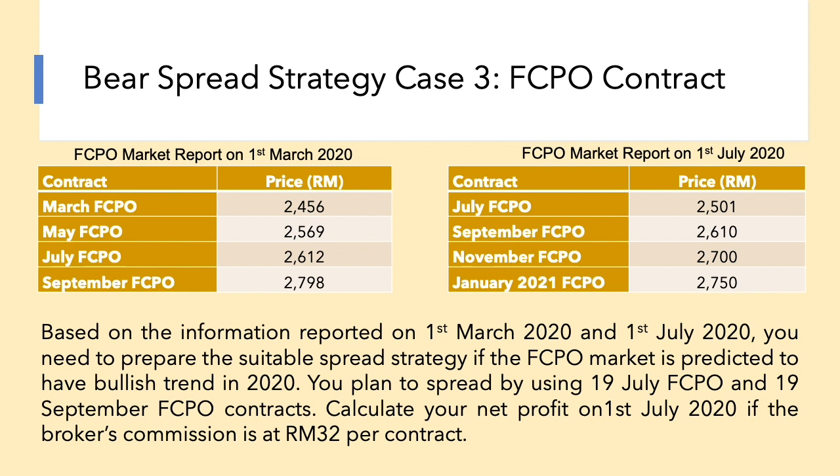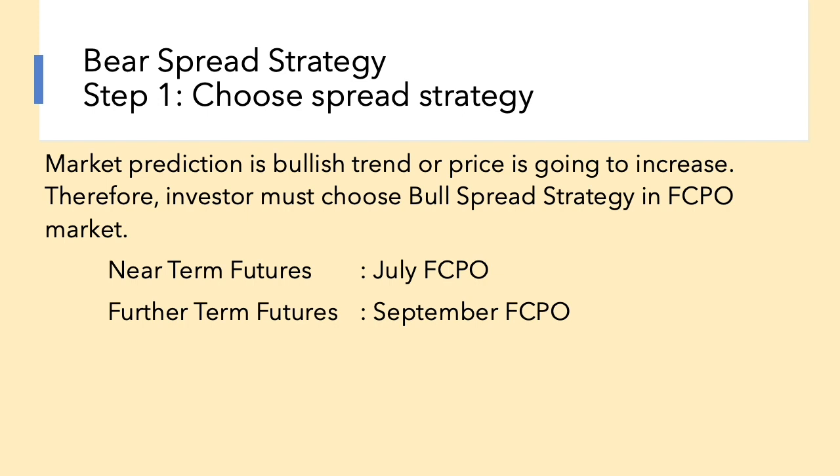Let's move to the example of the bear spread strategy. For this case, I'm using the FCPO contract. We have two tables here. The first one is the FCPO market report on 1st March 2020 and the second one is the FCPO market report on 1st July 2020. Based on the information reported on 1st March 2020 and 1st July 2020, you need to prepare the suitable spread strategy if the FCPO market is predicted to have a bullish trend in 2020.